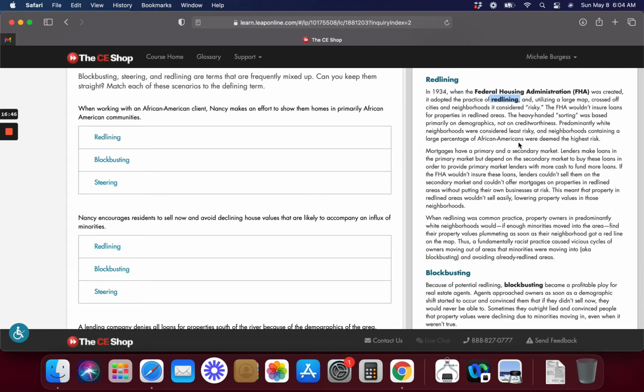Mortgages have a primary and secondary market, and lenders make loans in the primary market, but depend on the secondary market to buy these loans. So if the FHA wouldn't insure these loans, lenders couldn't sell them on the secondary market and couldn't offer mortgages on properties in redlined areas because it would put their businesses at risk. And this means that the property in redlined areas wouldn't sell easily. And I'm currently living in a redlined area because we've had like 2 fires in this neighborhood and some violence. So it definitely makes the value of the neighborhood go down, unfortunately.